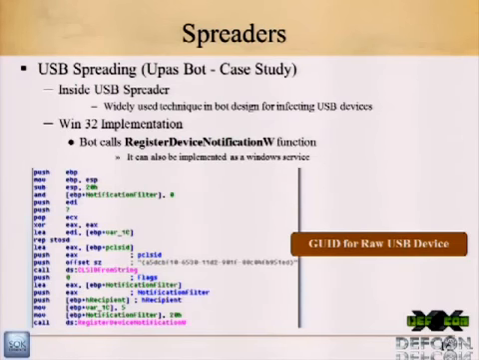On your infected system, when the bot is there, it creates a monitoring service which looks for what kind of USB you are going to insert in your system. Whenever any plug-and-play device gets inserted, it calls the RegisterDeviceNotificationW function, which is a Windows inbuilt API. And that works pretty fine.